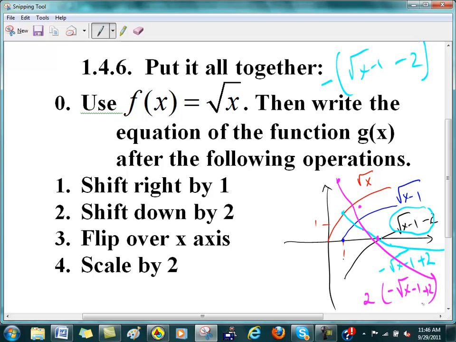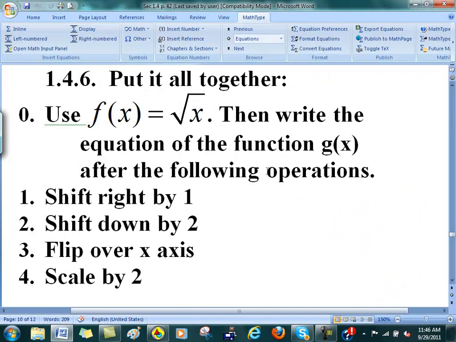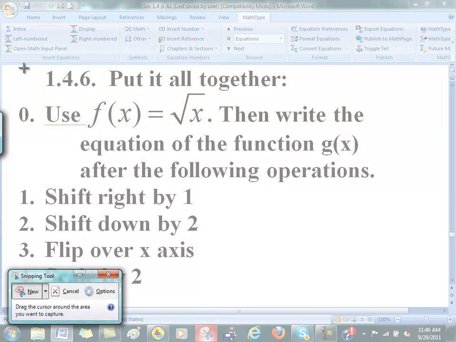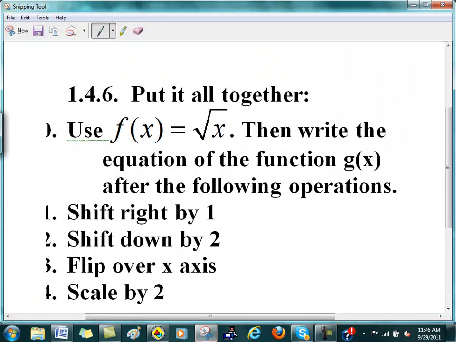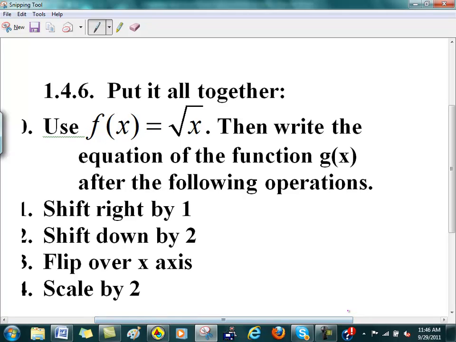This is if I ask you to graph each one of these transformations one at a time. If I tell you do number 1, 2, 3, and 4, this is the way you'd end up doing it in graph. How do we go about doing it algebraically? So let's take another look at this again. Notice the specific way that I go about doing this.